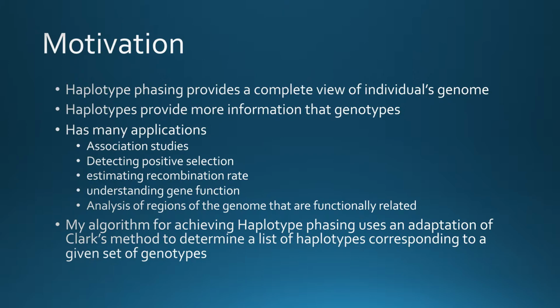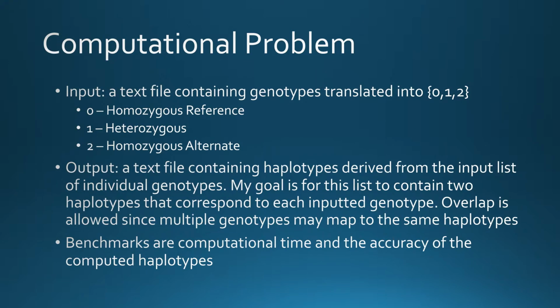My algorithm for achieving haplotype phasing uses an adaptation of Clark's method, which was discussed in the slides in class, to determine a list of haplotypes corresponding to a given set of genotypes. Next I'm going to define the computational problem that we have.